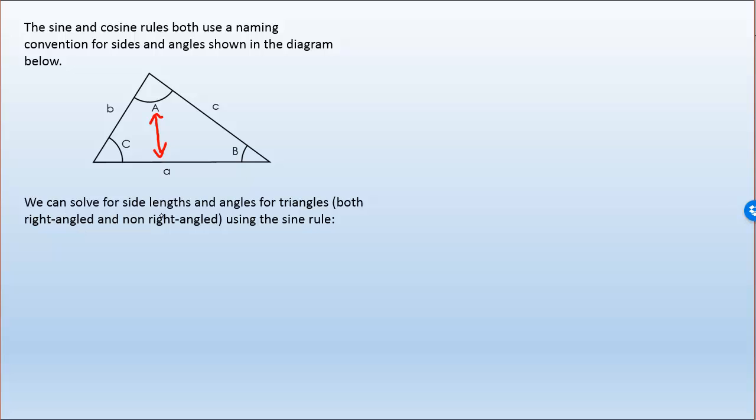We can solve for side lengths and angles for triangles, both right-angled and non-right-angled, using the sine rule. For any triangle ABC, a over sine A is equal to b over sine B, which is equal to c over sine C. And this is actually three equations. You could have a equal to b, a equal to c, or b equal to c, depending on the situation that you have.